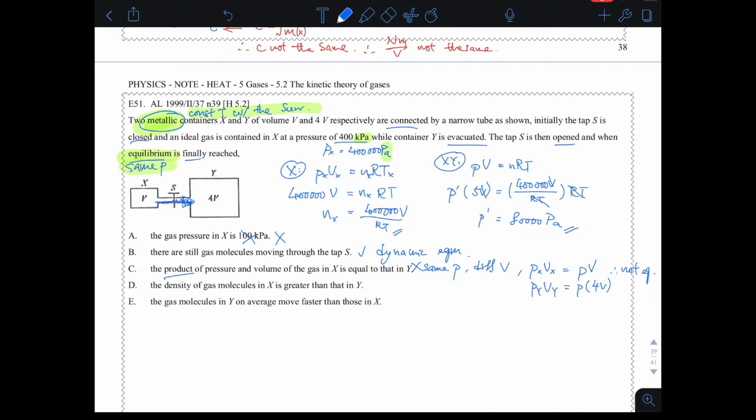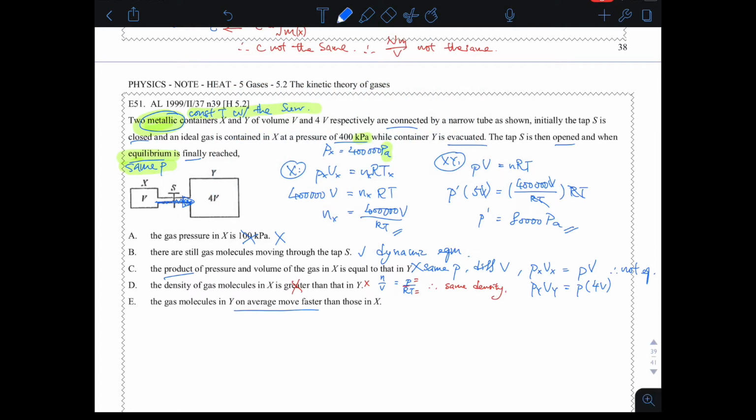The density in X is greater than that in Y. If we want to talk about density, that means the number of molecules per unit volume. Then we talk about N over V equals P over RT here. Number of molecules over volume is the density. Then they have the same P, the same T, and R is the same, so they will have the same density. So it is not greater, but the same.